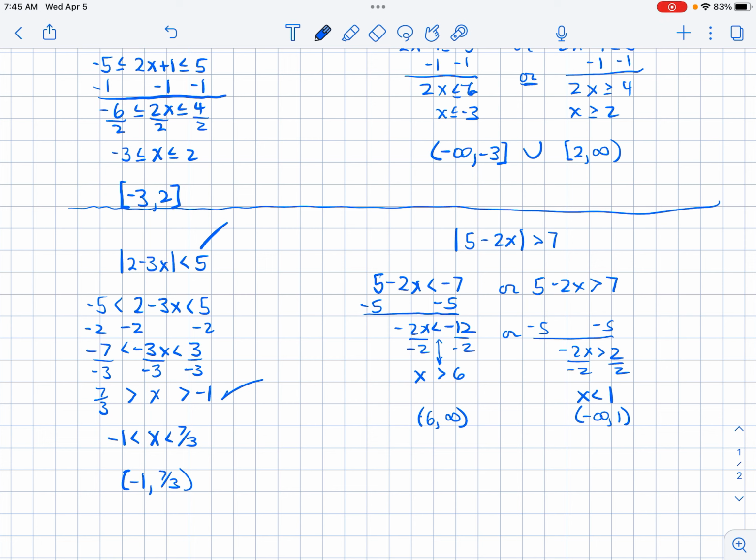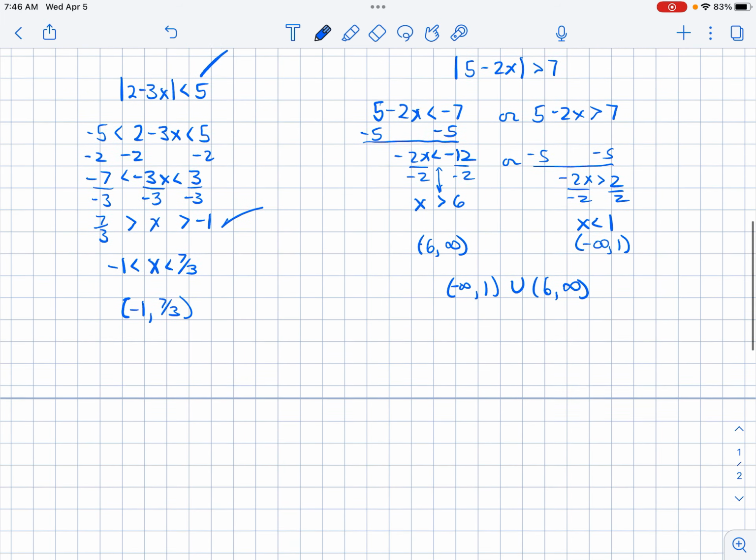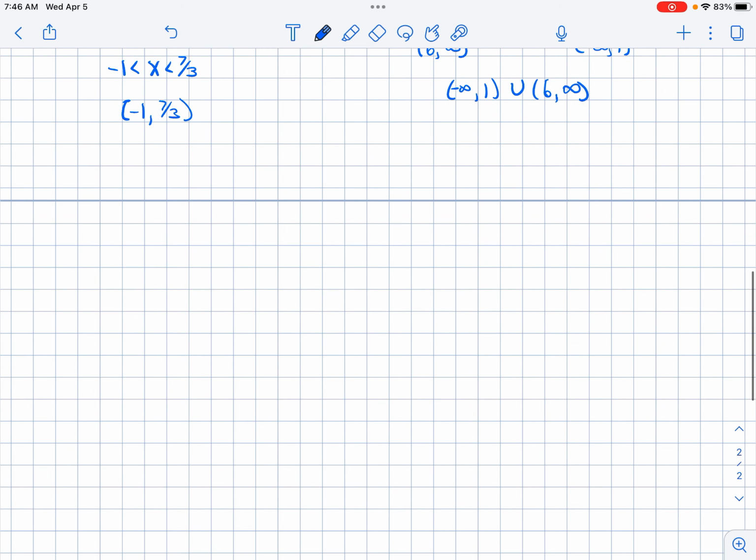Now, I want to put these with the smaller interval. In other words, I'm coming from left to right, so I'm going to write this way. Negative infinity to 1, sorry. Unioned with 6 to infinity. All I did was just change the order, so I'm coming from negative infinity to infinity from left to right. But the important thing is, here, you have to remember, when you divide or multiply by negative, you change the direction of the inequality. To help you see why that's the case, think about this.